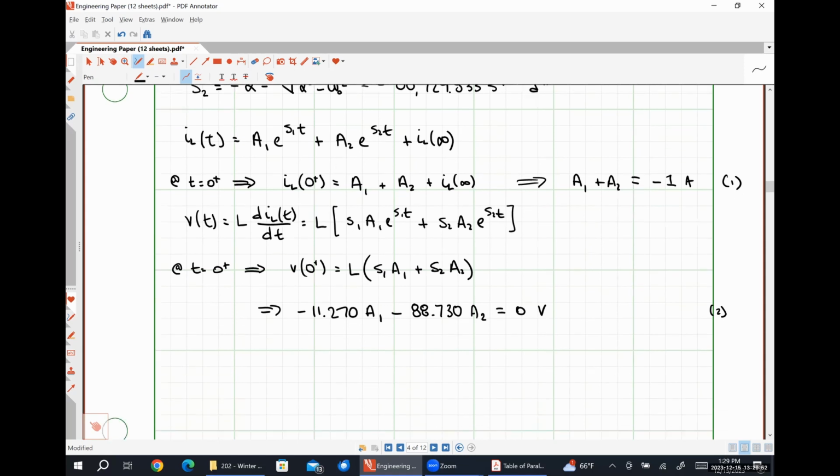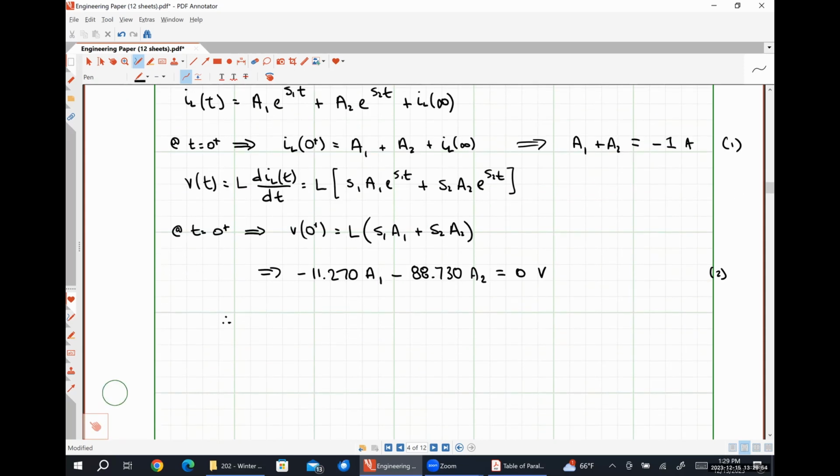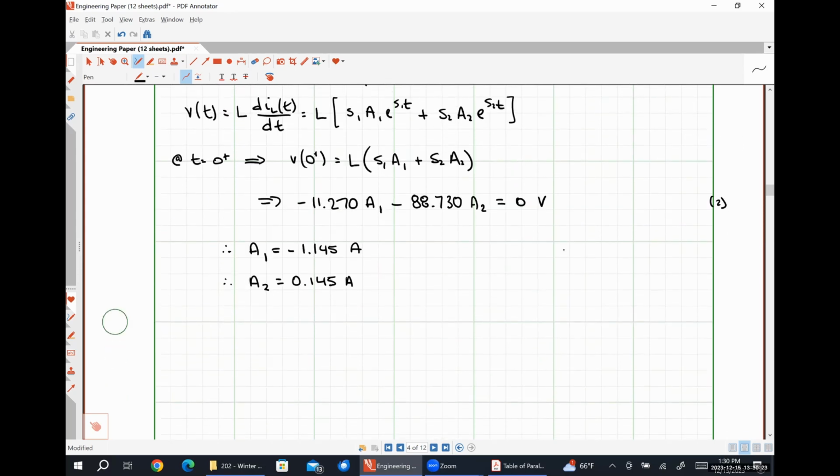And solving this system, I get A1 is equal to negative 1.14549. I'll just leave it as that. Amps. And A2 is equal to positive 0.145 amps. And from here, I can say that IL of T is going to be negative 1.145 e to the negative.